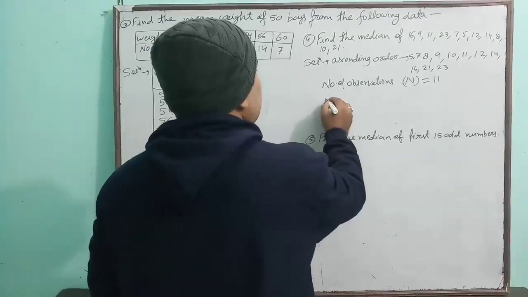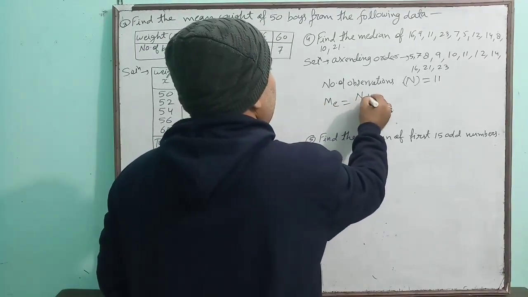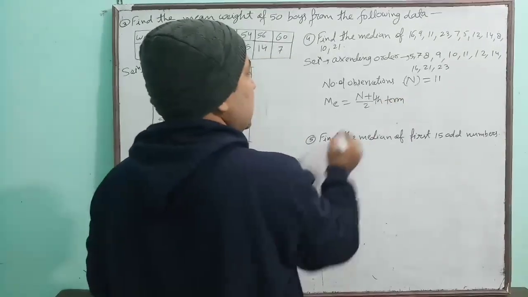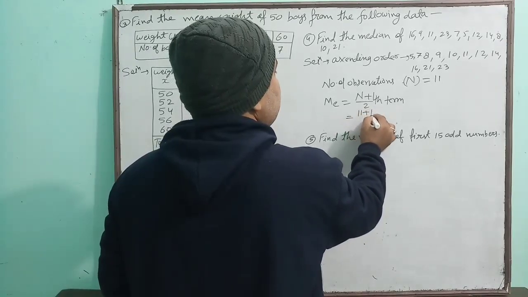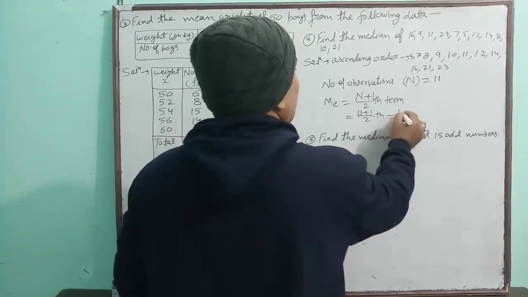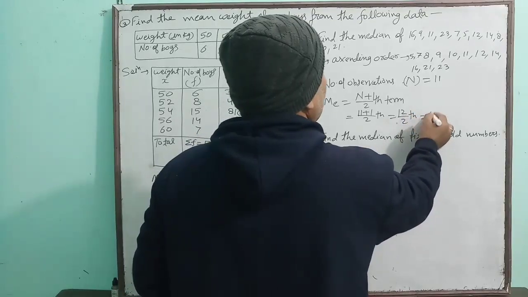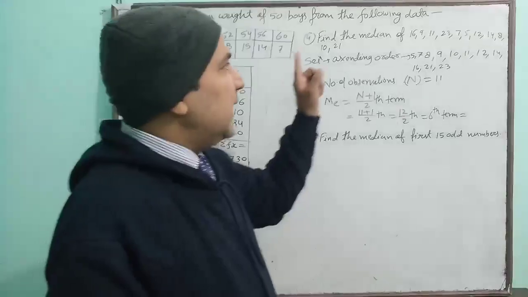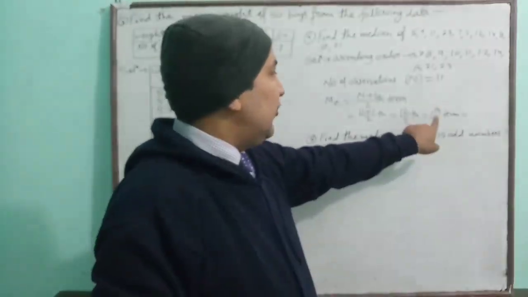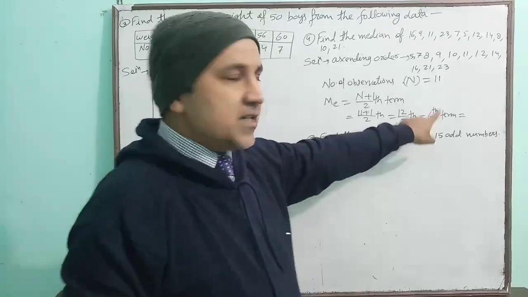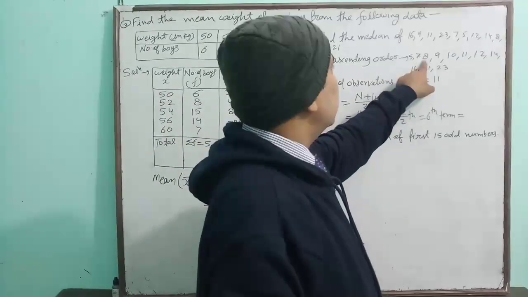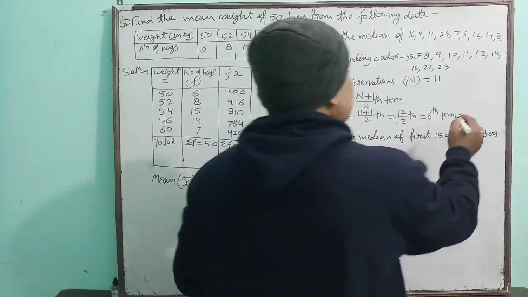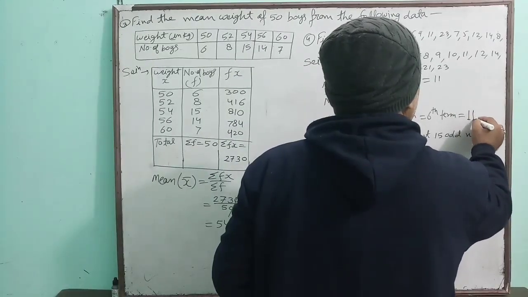So we will apply the formula for median. N plus 1 upon 2 term. Understood? N is 11, so 11 plus 1 upon 2. That means 12 upon 2, which means the 6th term. Now in your observations, check which number is coming at the 6th place. See here, 1, 2, 3, 4, 5, 6. The 6th term is 11. That means the median is 11 here.